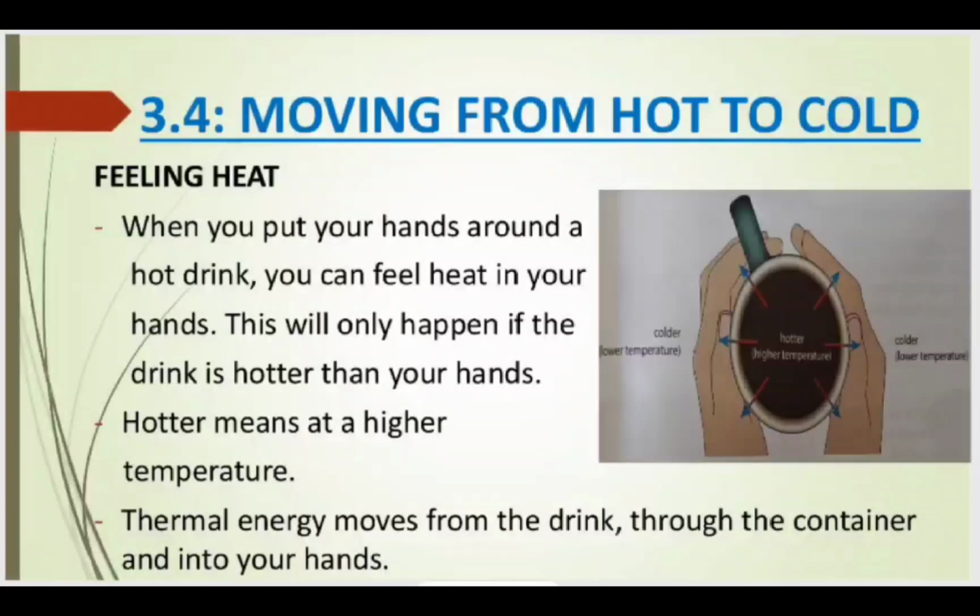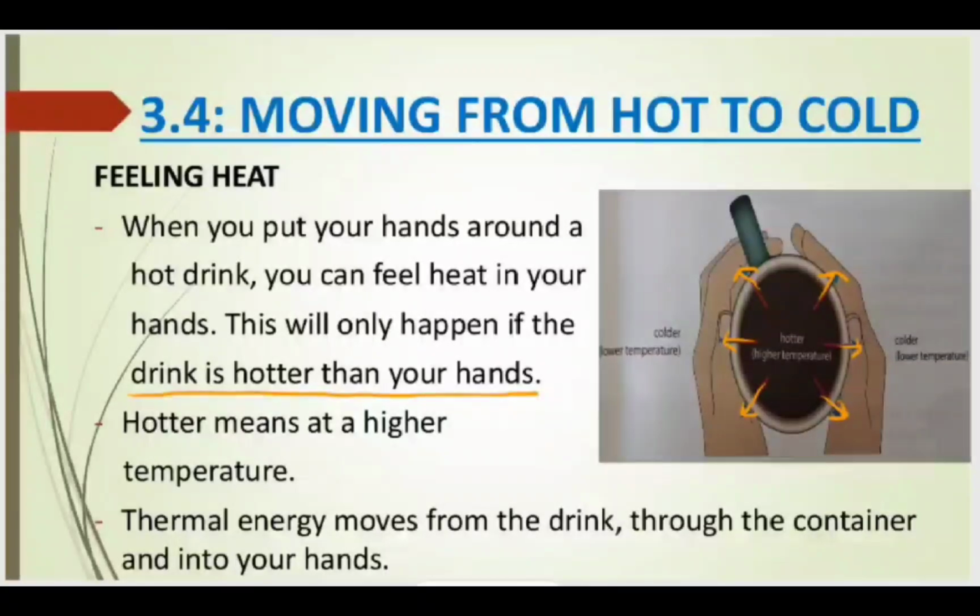into a particle, gets into the object. The particles vibrate and transfer the energy. Cold is not an energy. Okay, so feeling heat. When you put your hands around a hot drink, you can feel the heat. That means the heat is getting transferred to your hand. Cold is not getting transferred to the cup or the mug. The mug is transferring the heat into your hands. This will only happen if the drink is hotter than your hands.